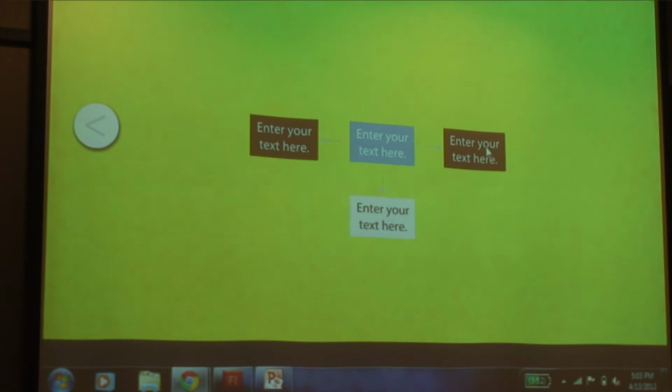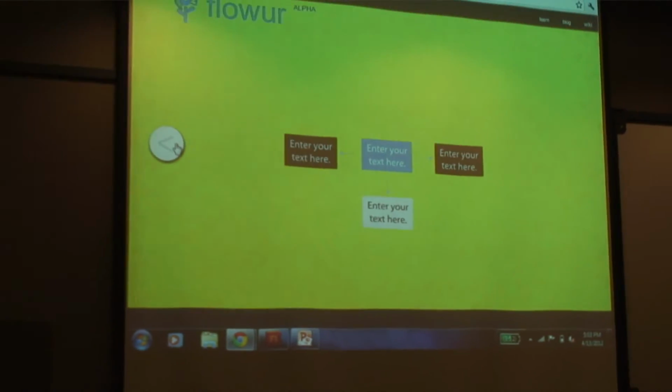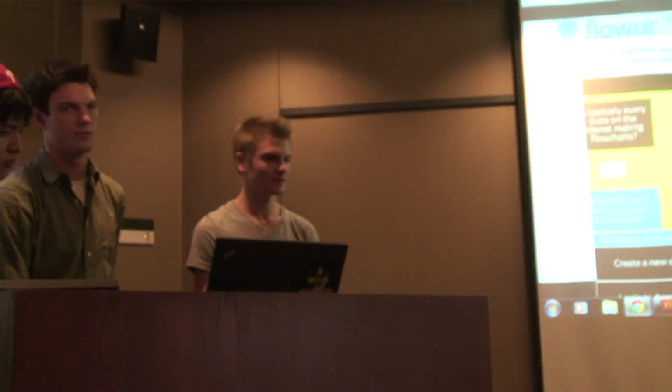And then these are statement nodes because nothing was coming out of them, and a question node, which has answers coming off of it. So yeah, this is the biggest part of the project, basically generating the charts and making them look good at the same time. And then we have a really bare bones site right now for Flower.